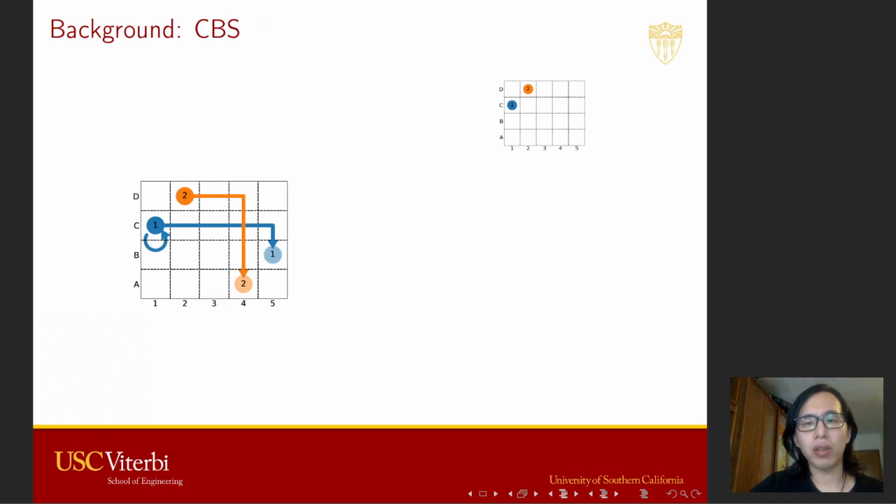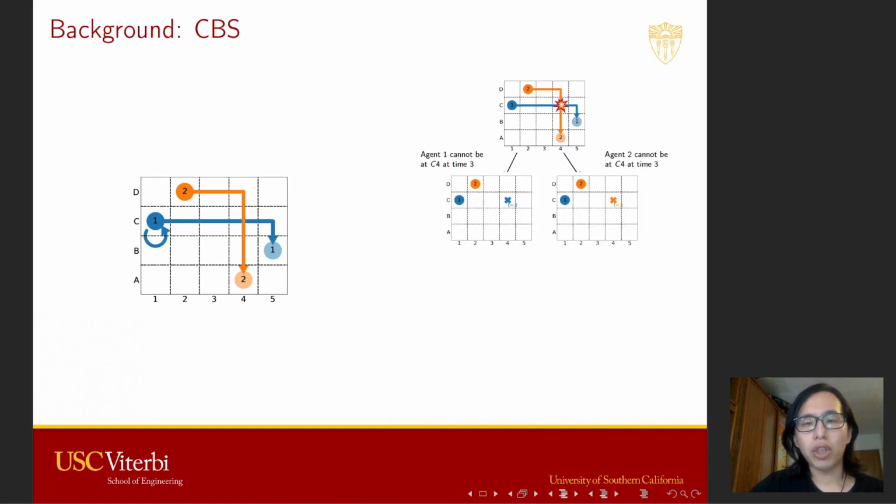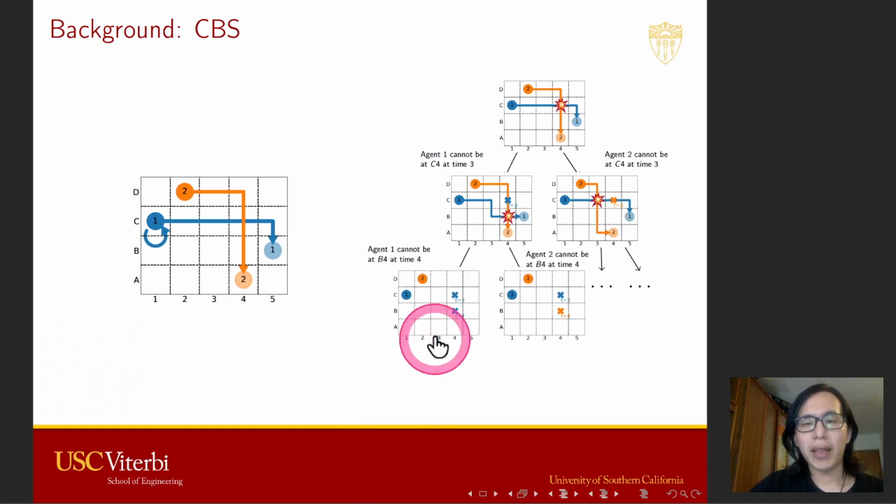Let's see how CBS will solve this instance. In the root of CBS, it will plan the shortest path for each agent individually and then detect whether there is a collision. Here, we find the collision at location C4 at timestep 3. To resolve this collision, CBS branches into two nodes. In one node, it adds a constraint to the blue agent to prevent it from using C4 at timestep 3. In the other node, it does the same thing to the orange agent. And then CBS expands the left node and resolves the collision in the same fashion as what we showed before.